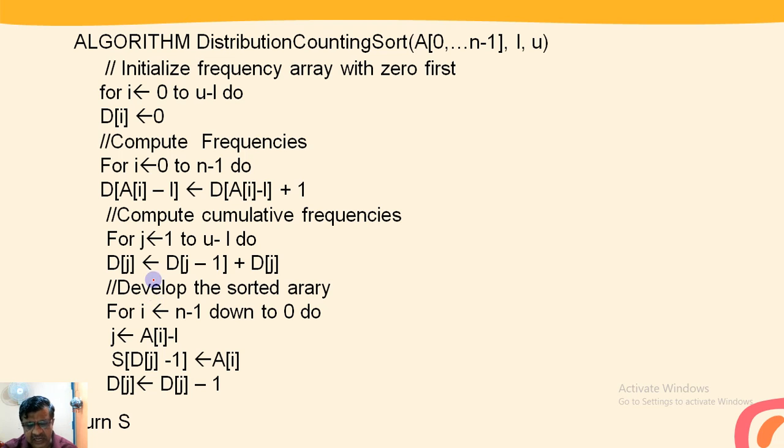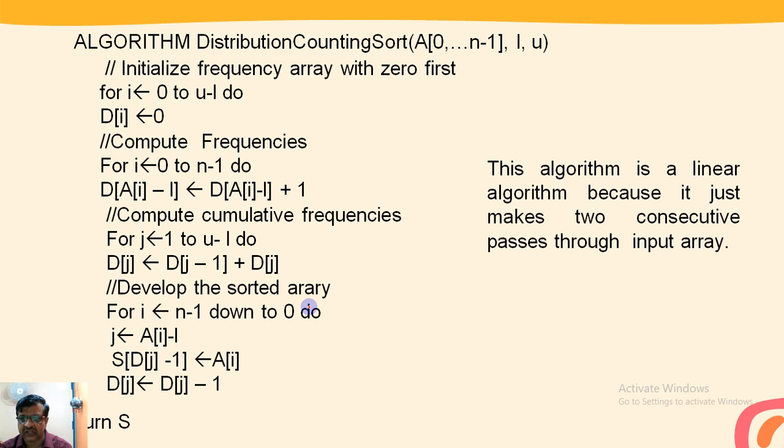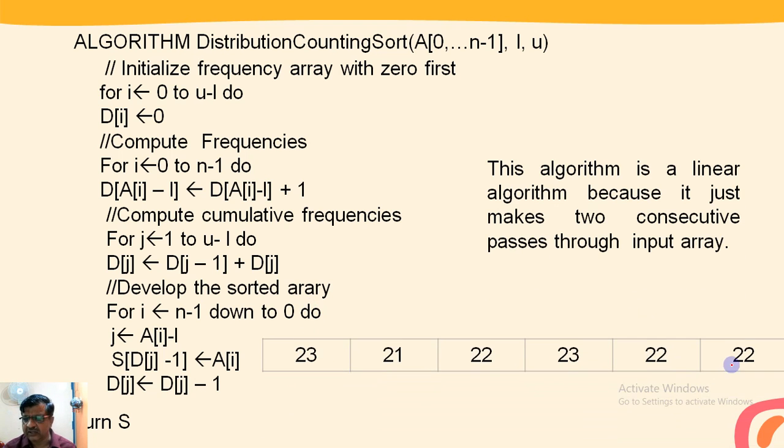Now it is only making use of this distribution array and placing the elements by entering the array in the backward direction. So we will look at this for loop. It starts from, for I equal to n minus 1, that is n minus 1 down to 0. And we will make use of the values available in the distribution table, the cumulative frequency table. So J is equal to A of I minus L.